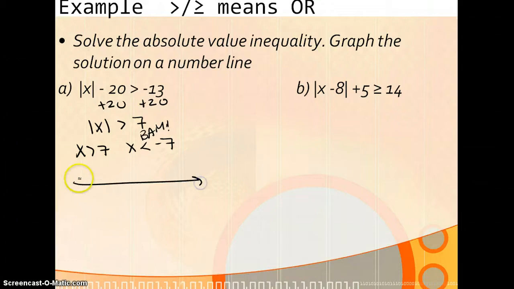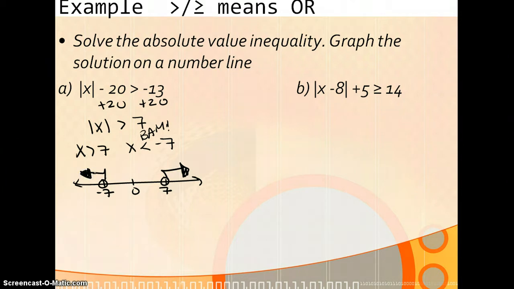When you graph the number line solution, both are open dots. It is greater than 7, but less than negative 7. So you'll notice that it is an OR because the arrows are facing away from each other.